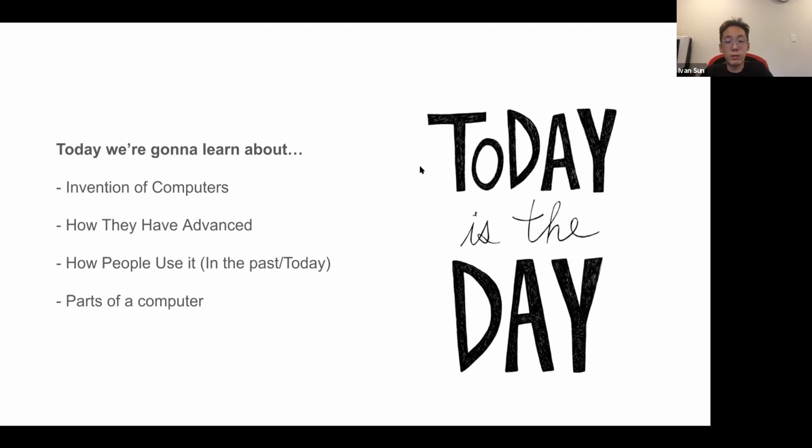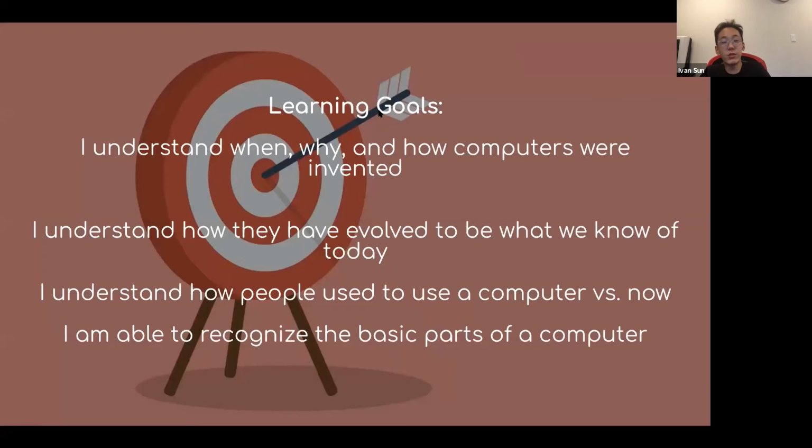Great. Let's move on. So our learning goals for today: I understand when, why, and how computers were invented. I understand how they've evolved to be what we know today. I understand how people used to use a computer versus now, and I'm able to recognize the basic parts of a computer.